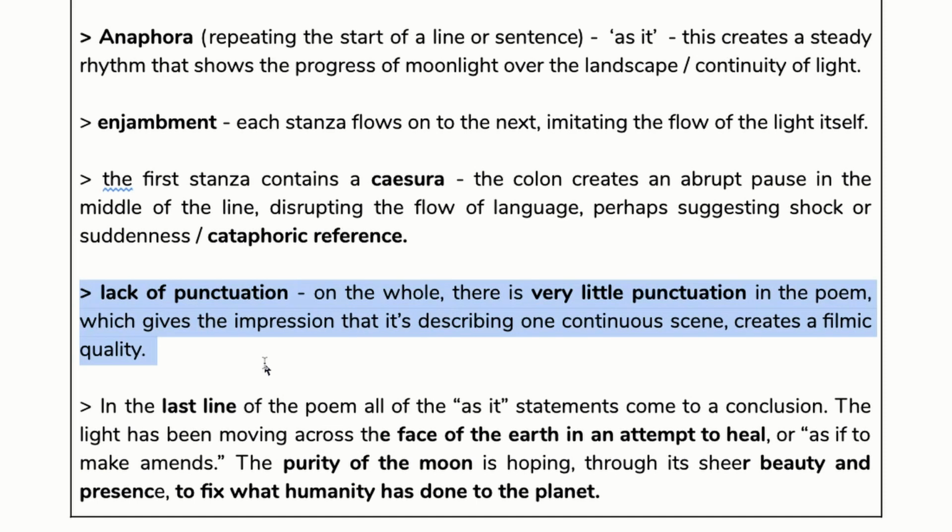So there's this sense of a continuous, unaffected flow of moonlight, which is because the punctuation is not there or it's not really very varied. It stops you from varying the way that you read it. You kind of read it in the same sort of tone, same sort of speed the whole way through. So hopefully that makes sense to you.